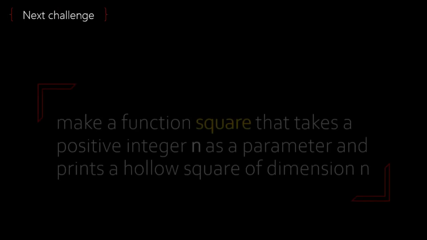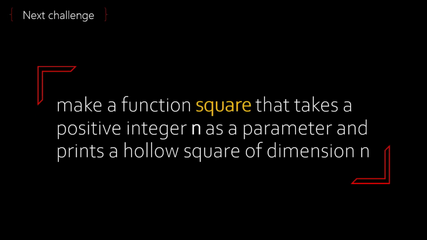For the next challenge, you have to create a function square that takes a positive integer n as a parameter and prints a hollow square of dimension n. Let's see some examples of that so it becomes more clear.